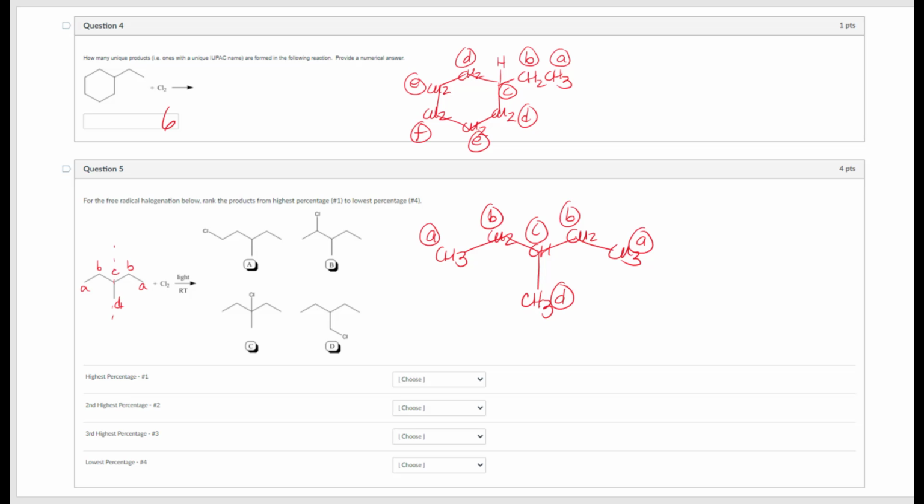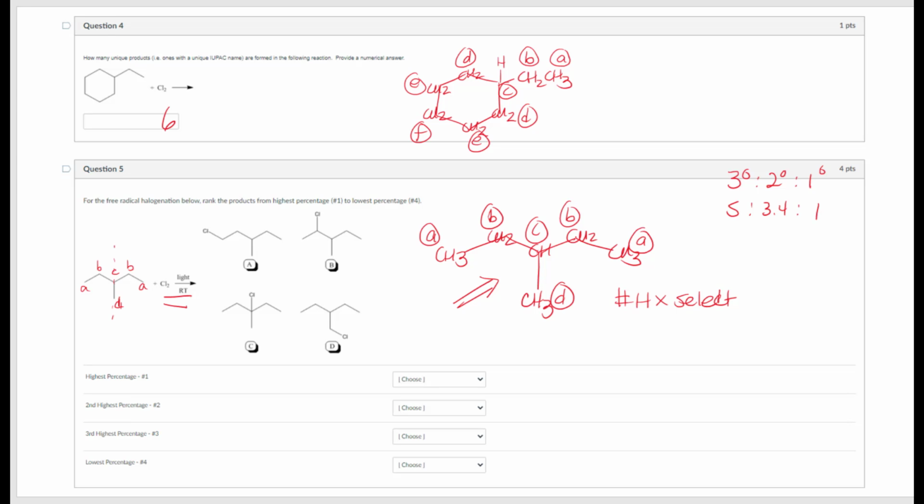And so what we do for each product is we take the number of hydrogens that gives us that product, and that comes from the original molecule, times the selectivity of that position, where it's either a tertiary hydrogen, a secondary hydrogen, or a primary hydrogen that's being substituted. Chlorination at room temperature has a selectivity of 5 to 3.4 to 1. So we're going to take the number of hydrogens times the selectivity.